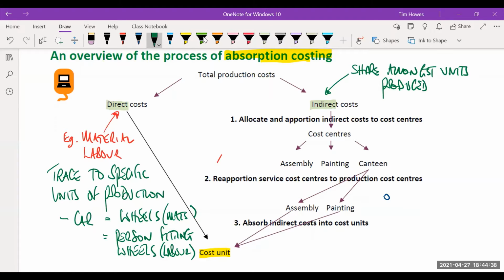Okay. There is another phrase. It appears quite frequently, but not on this page just at the moment. Another word that we use for indirect costs.